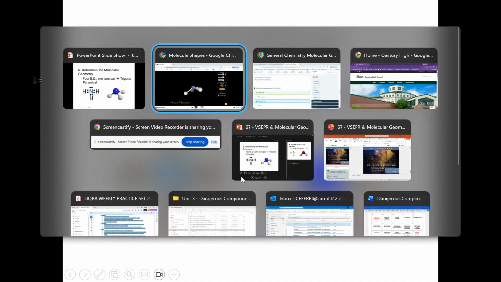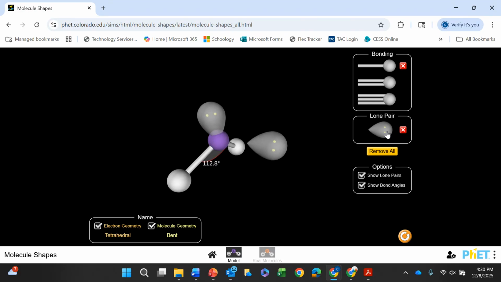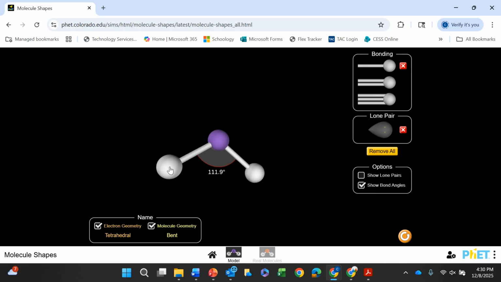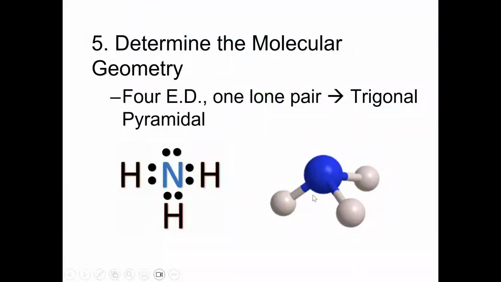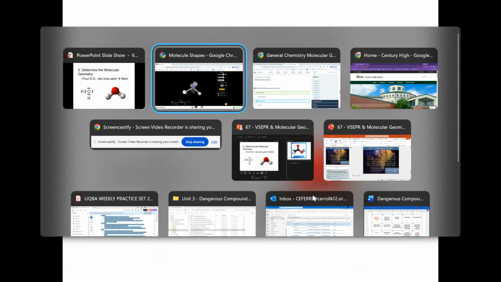Now, what if I go ahead and remove one of those bonds and I add another non-bonding pair or lone pair? What's that shape? It's bent. It's just a different bent. This one's bent a little more than the other one. The other one was bent only to 120 degrees. This one's bent to 109.5 degrees. So when we have 4 electron domains and 2 lone pairs, that's going to be bent. We wouldn't have 4 electron domains and 3 lone pairs, but if we did, that would be linear.